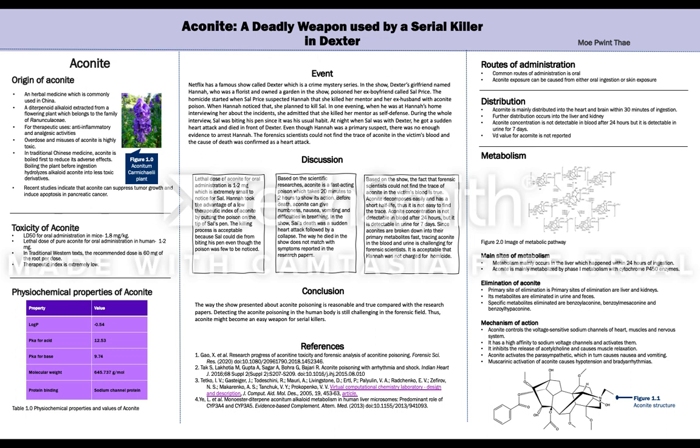Dexter's girlfriend Hannah poisoned her ex-boyfriend Sal Price. Hannah was a florist and owned a garden in the show. Homicide started when Sal Price suspected Hannah because people close to her died from heart attacks. So when Hannah noticed that, she planned to kill Sal.